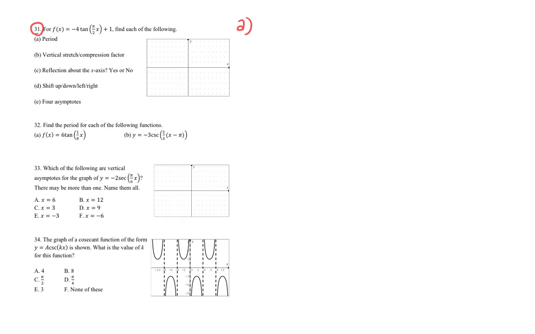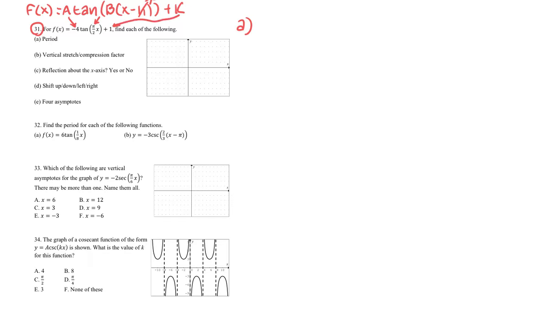So maybe let's go back to our equation for tangent. For tangent with transformations, we would have f of x equals a tangent of b times x minus h, plus k. So we know that our a is negative 4, our b is pi over 2, our h is just 0, and then our k is 1.